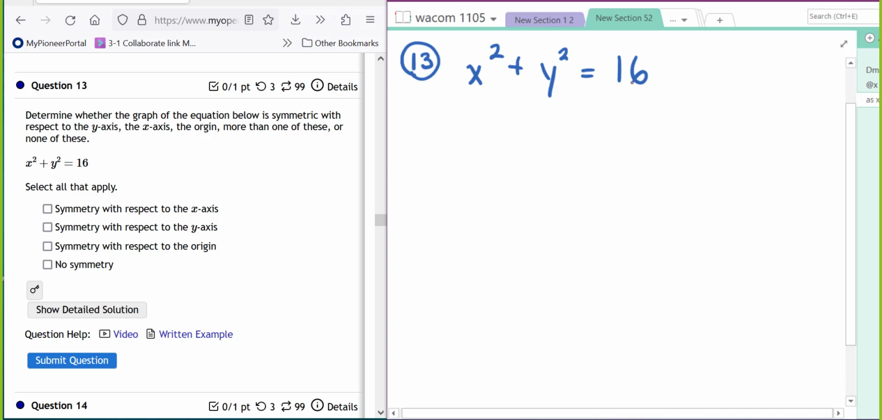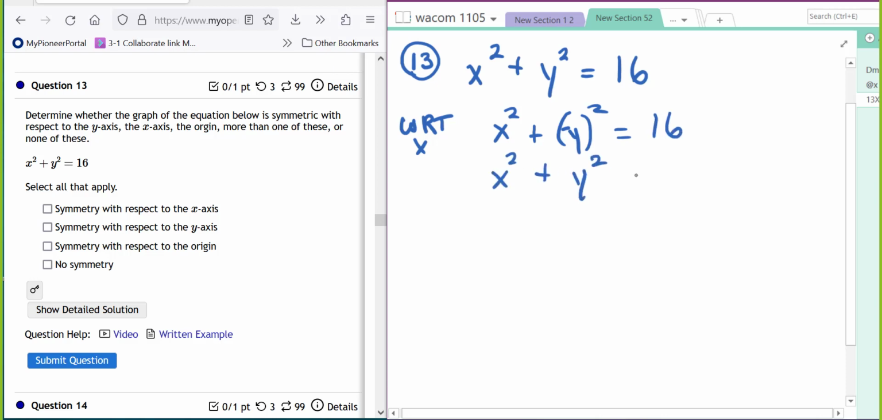And it says, is it symmetric with respect to the x-axis? So you plug negative y into y. You plug the opposite one in. So with respect to x, plug negative y into the y. And does it give us the original? It does, because when you square it, it gets rid of that negative. It gives you back the original. So yes, it is symmetric to x.